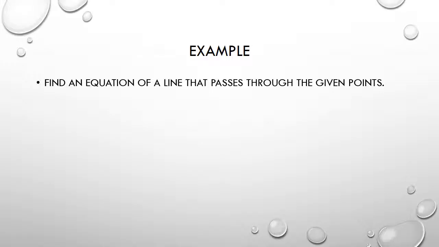Now in this example, you're going to find the equation of the line that passes through the given points. So I'm giving you 2 points. You need to find the slope, then put the slope and either point, doesn't matter which, into point-slope form, and then finally solve for y to put it into slope-intercept form. Pause the recording as you do these and resume the recording to check your answer.